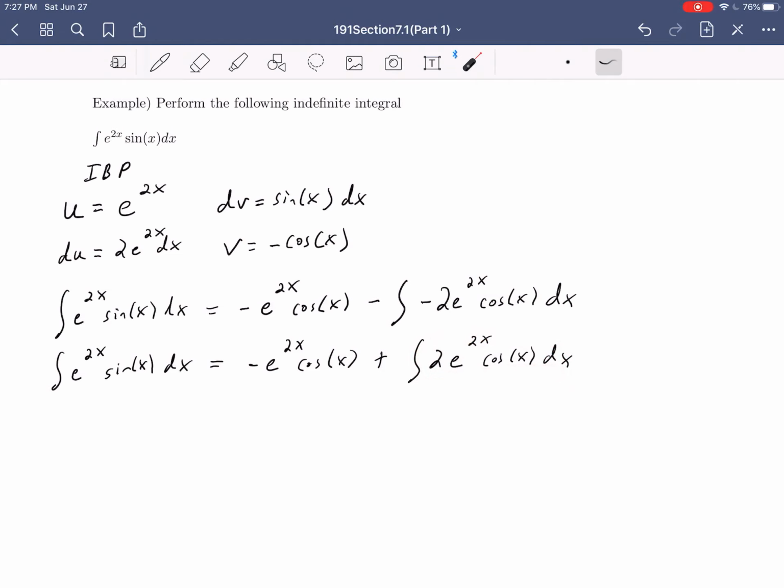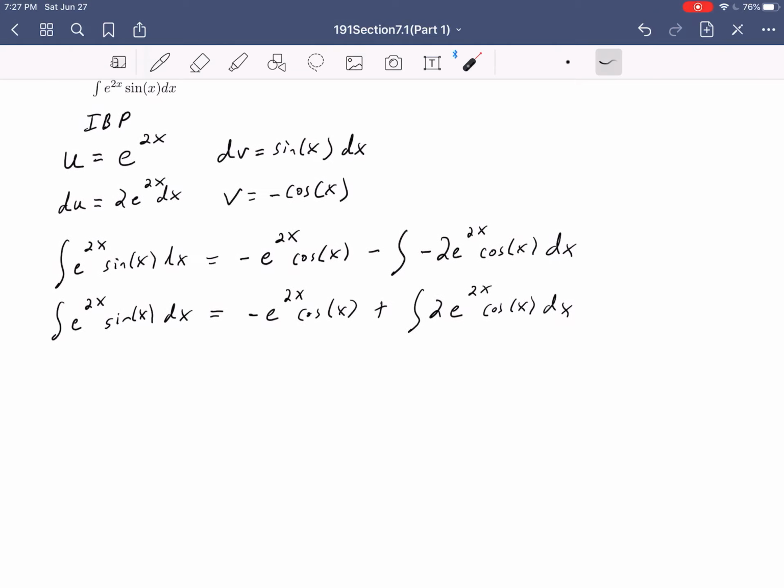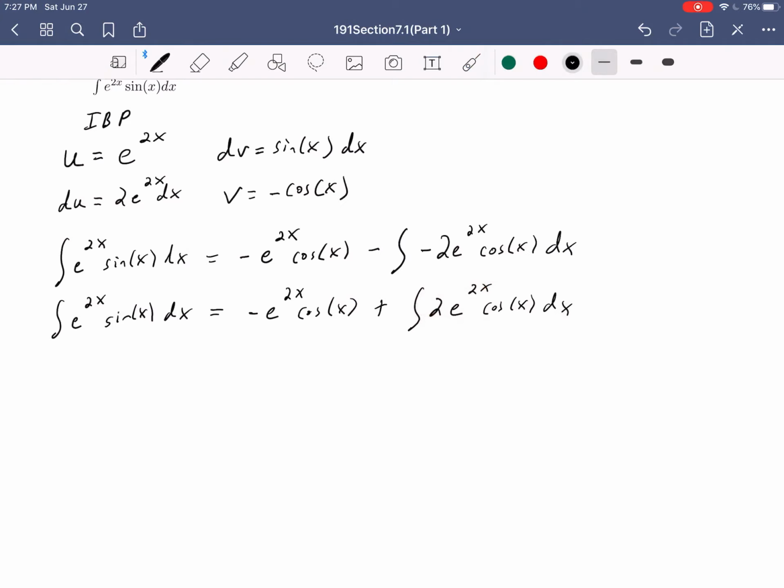But, of course, we've run into situations before where it took more than one integration by parts. So let's try integration by parts again here. So we're going to try integration by parts on this piece. So let's let our u be the same structure. We'll just carry the 2 along with it. So we'll do 2e to the 2x. And we'll let the dv be that cosine x dx.